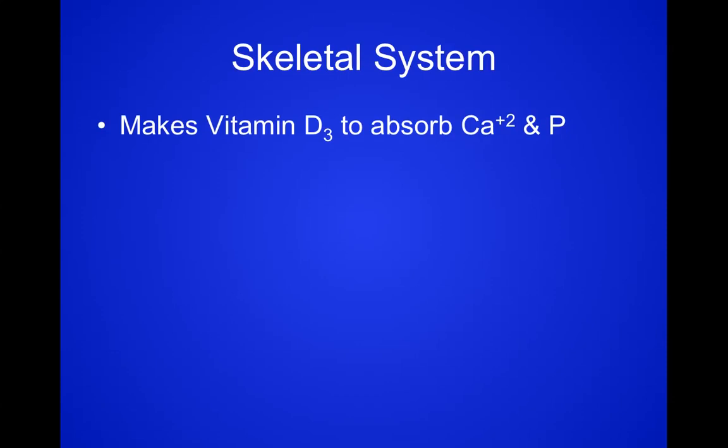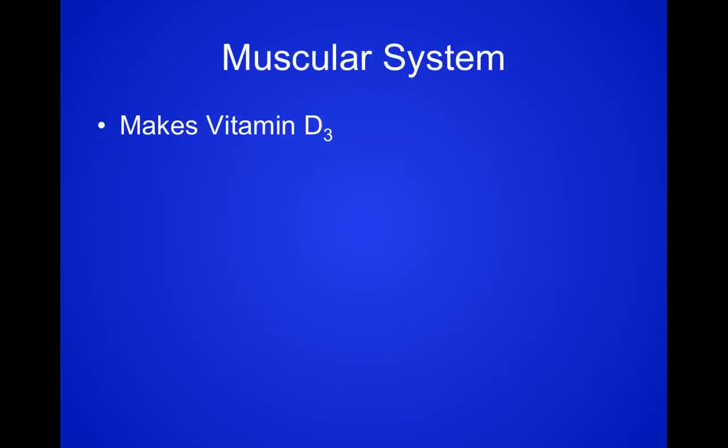All right, the next system we are looking at is the skeletal system. The Integumentary System makes vitamin D3 that allows us to absorb calcium and phosphorus, and this is what is needed for bone repair and growth. With the muscular system, again, the Integumentary System makes that vitamin D3, and the calcium that we absorb, now we typically think of that for bones, but we actually also need it for muscle contraction, and we will talk about that when we get to the muscular system.